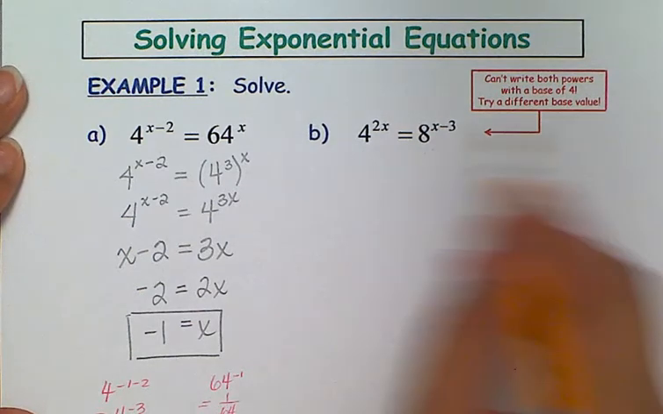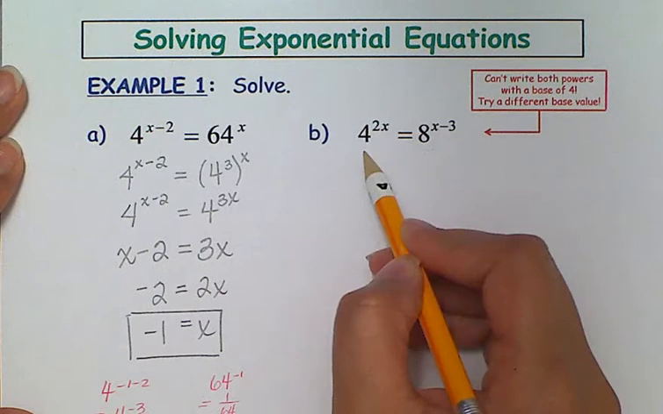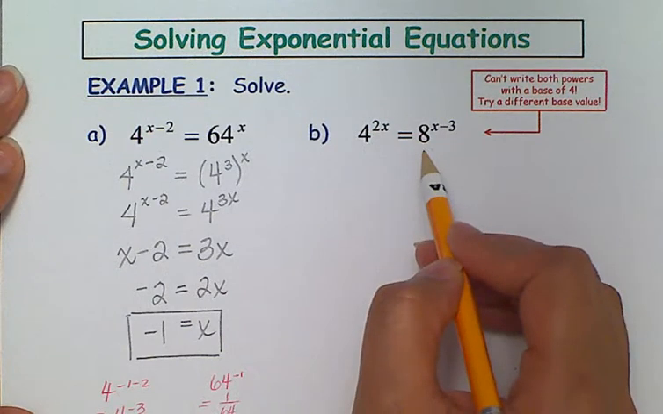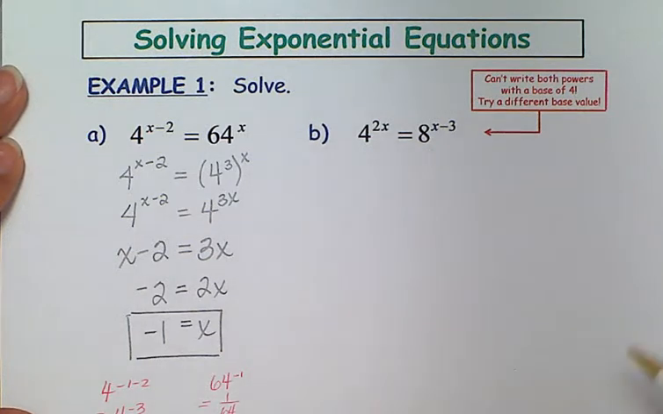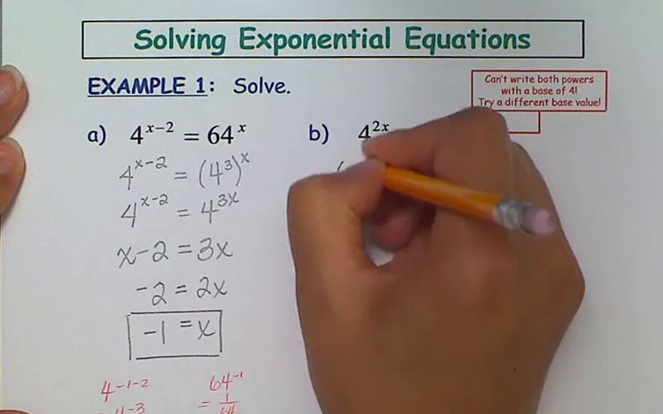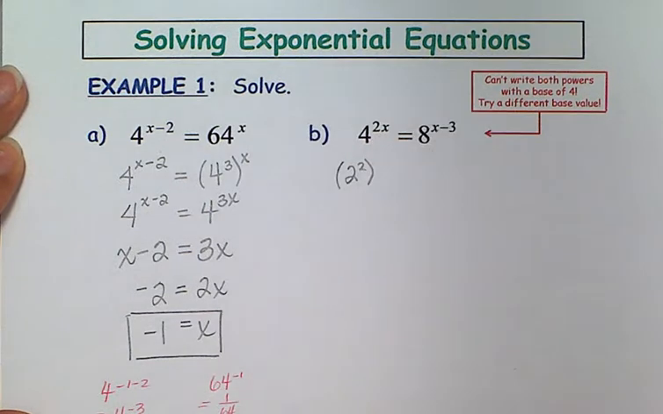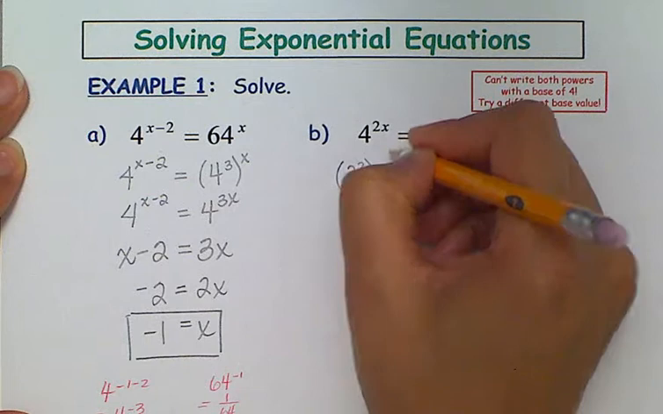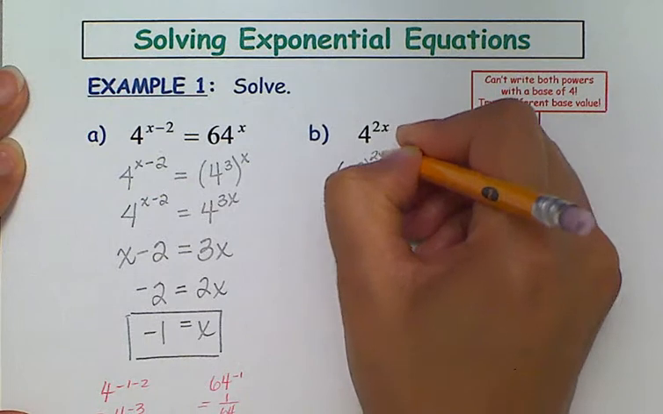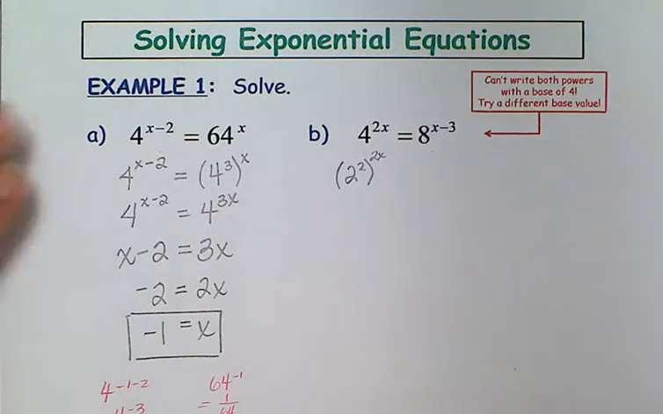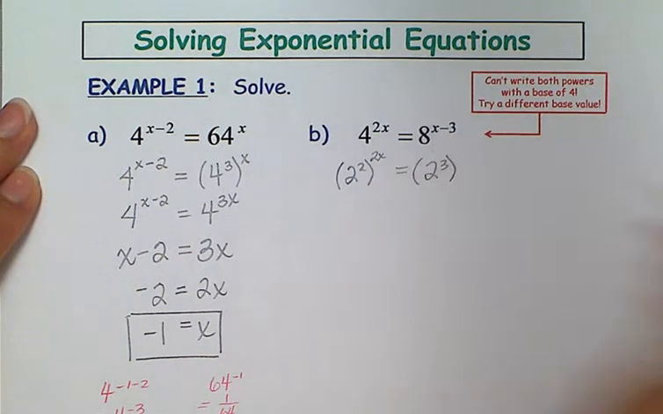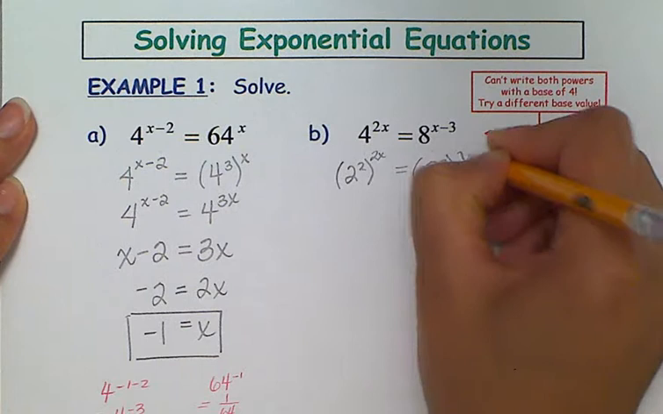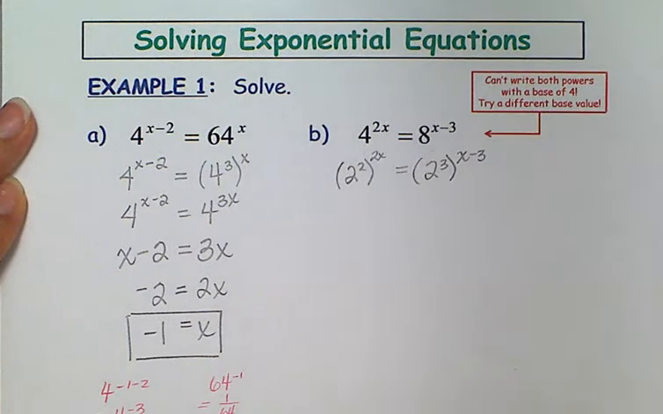Okay? I can rewrite 4 with the base of 2. I can also rewrite 8 with the base of 2. So that's what I'm going to do in this case. I actually have to change both of the bases to make it work. So if I change the left-hand side, instead of writing 4, I write 2 to the exponent 2. Then I get an exponent of 2x at the top. And on the right-hand side, I have 2 to the exponent 3, which is the same as writing 8, with an x minus 3 on the outside.